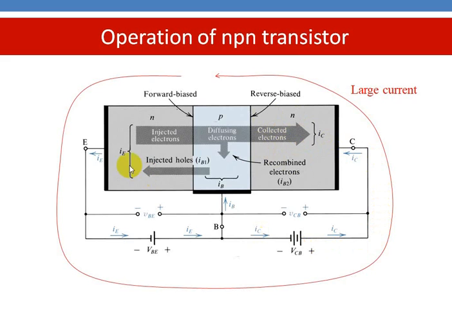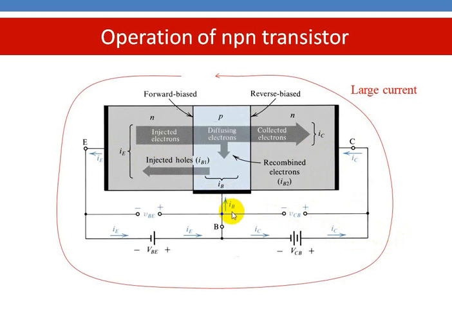And as a result, the electrons are moving like this, and a few electrons combine with holes here, which will constitute the base current. So this is how the electrons will be flowing from the emitter terminal to the collector terminal. As a result, the collector current will be flowing in the opposite direction to the flow of electrons. So it will be flowing like this, from right to left. So this is how the NPN transistor works.